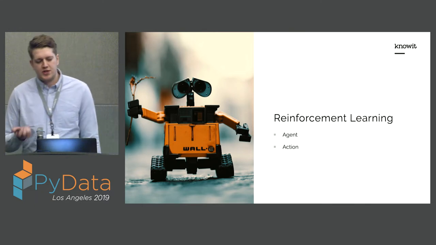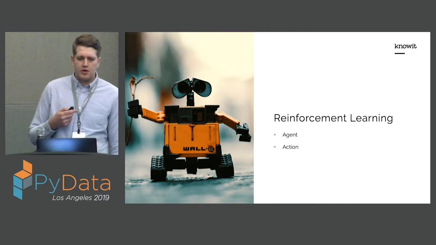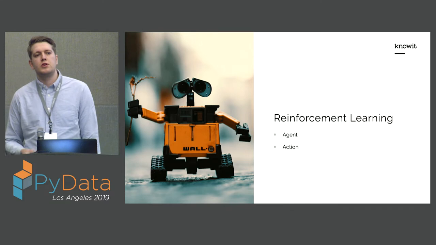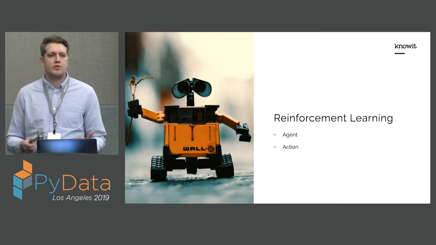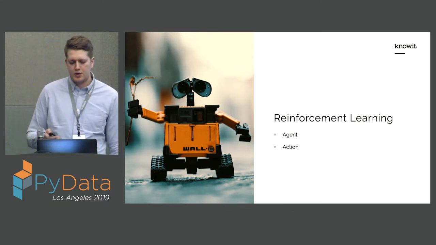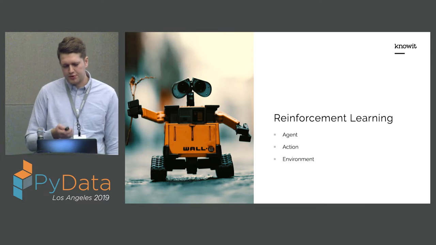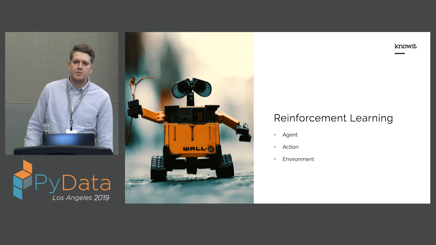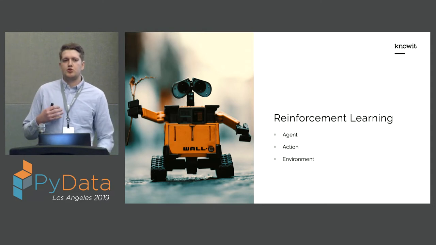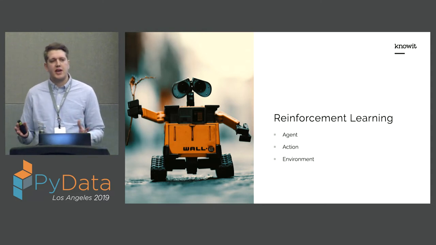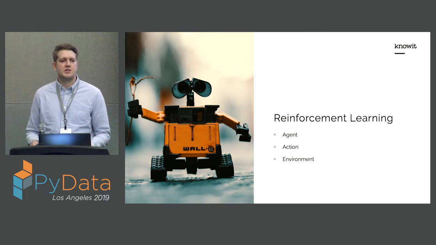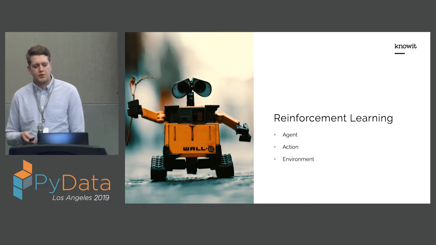The second term is action, and the action is something that the agent does. For instance, in Super Mario, he can run to the left, he can run to the right, he can jump, and so on. The third term is the environment, and it is the world where the agent moves. For instance, in Super Mario, the environment is just the complete game, right? In the real world, the environment is the laws of physics and society that deem whether your actions are good or bad.